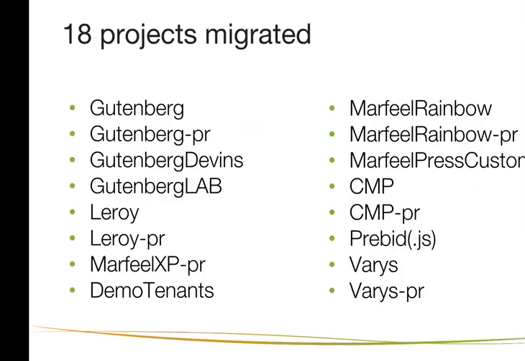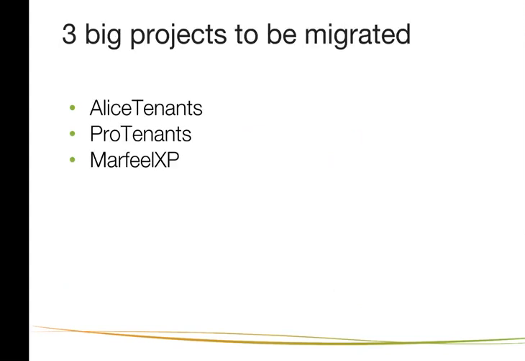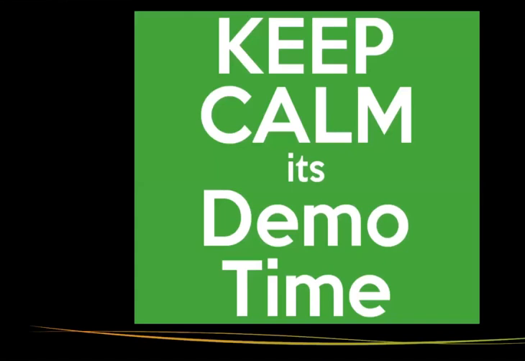So basically, we have already 18 projects migrated. I'm not going through all of them, but we have Gutenberg, for instance, which was a big project that now can run in parallel and faster. We still have 3 projects to be migrated: Alice Tenants, Pro Tenants, and Marfil XP. These are the biggest ones we need to migrate, and we will do it in the next few months, I would say. And that's it. Now Juan Carlos will show you how to do all of this.